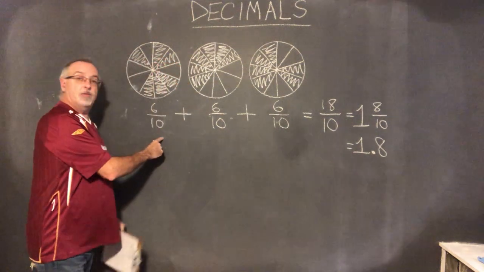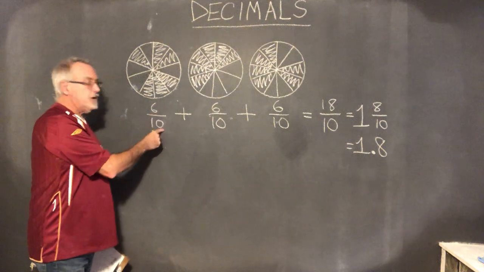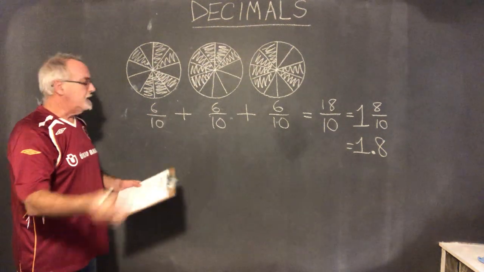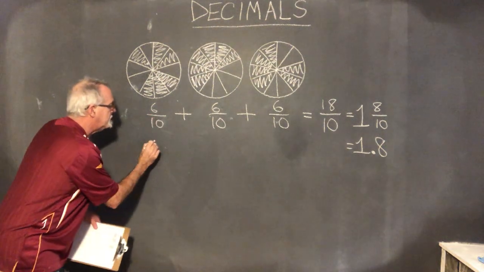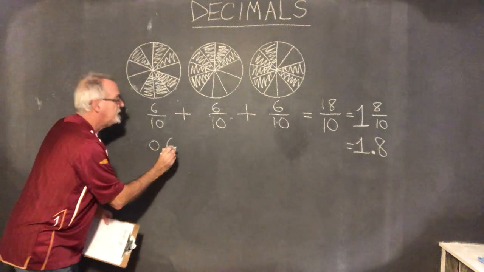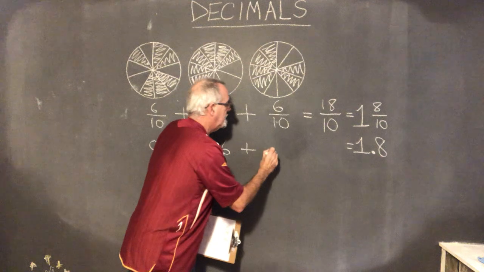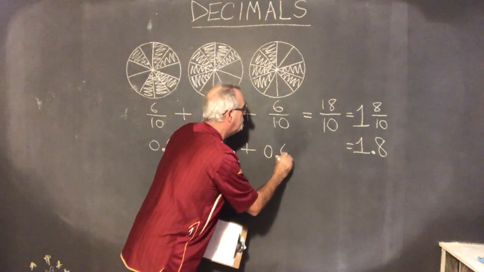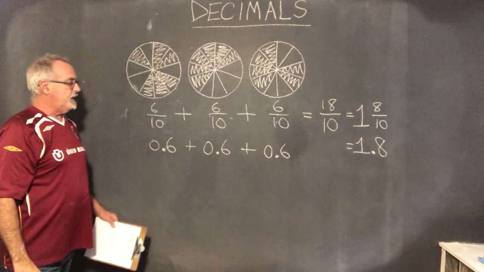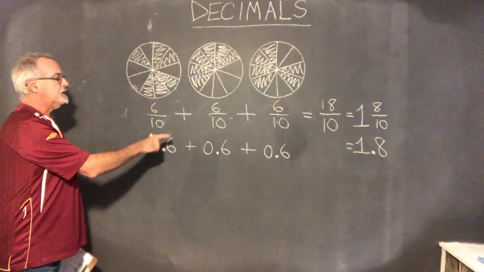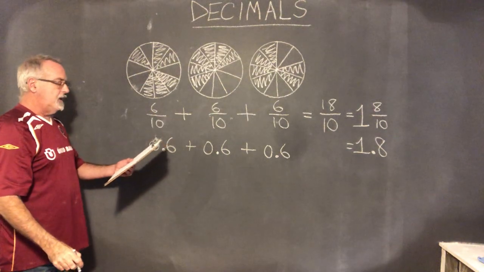We can convert each of these fractions into a decimal. And again, because the denominator is 10, that translates rather swiftly. This is going to be 0.6, and this is also 0.6. All of these are 0.6 if we convert them into decimals. And when we add 0.6 plus 0.6 plus 0.6, well, let's do it.